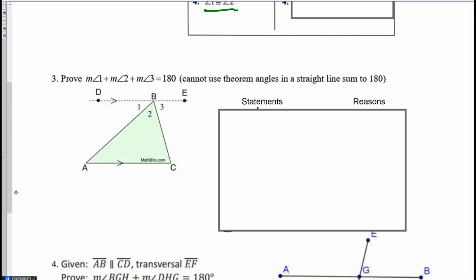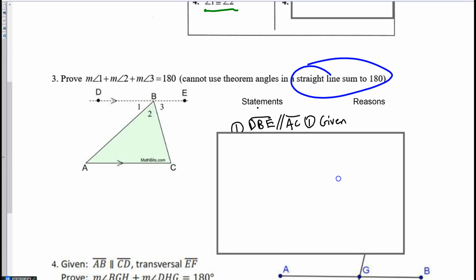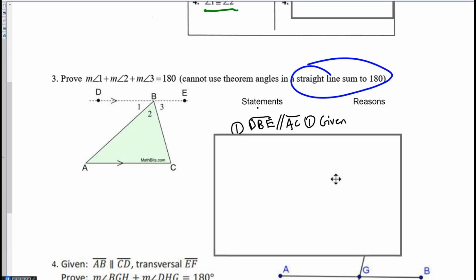Number 3. Prove the measure of angle 1 plus the measure of angle 2 plus the measure of angle 3 equals 180 degrees. So for this one, I don't want to use the fact that it's a straight line. I want to find some other way to get there. Now, if I'm looking at these arrows on those lines, that's just telling me that those two lines are parallel. So that's going to be the first thing I put in my proof. The statement is that they're parallel. The reason is that they're given.